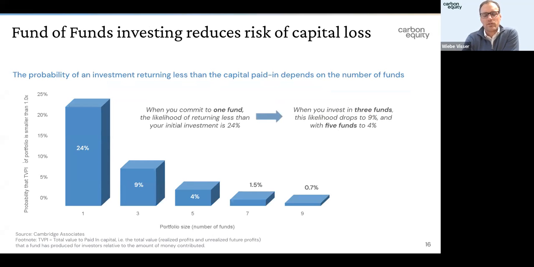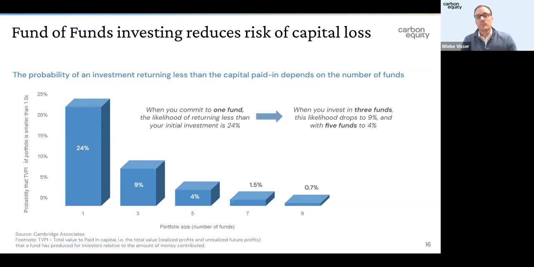Now let's look at the risk of losing your capital. It's a higher risk segment, private equity. So let's spend a bit of time on that. If you select a single fund, then based on historical results, the chance of a fund losing some of your capital in the end is 24%.